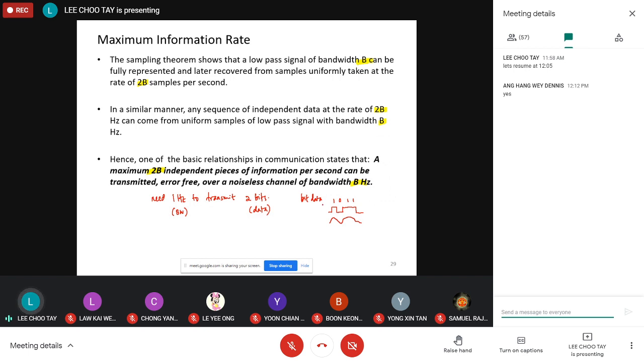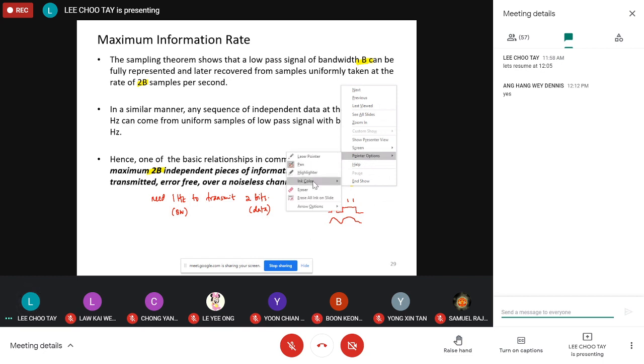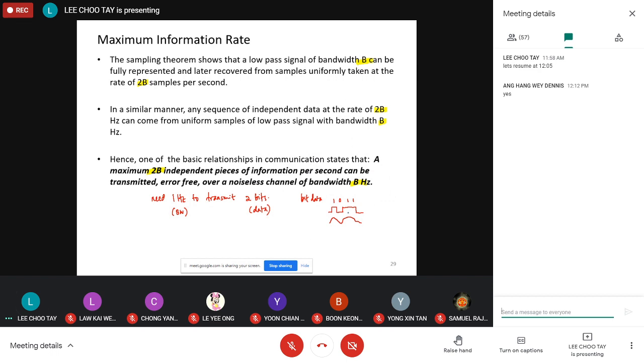If you look at this signal, what is 1 hertz? 1 hertz is basically one oscillation, which is from here to here. One oscillation is 1 hertz. So in this 1 hertz, I can transmit 2 bits, which is 1 and 0. This is how this concept comes about.